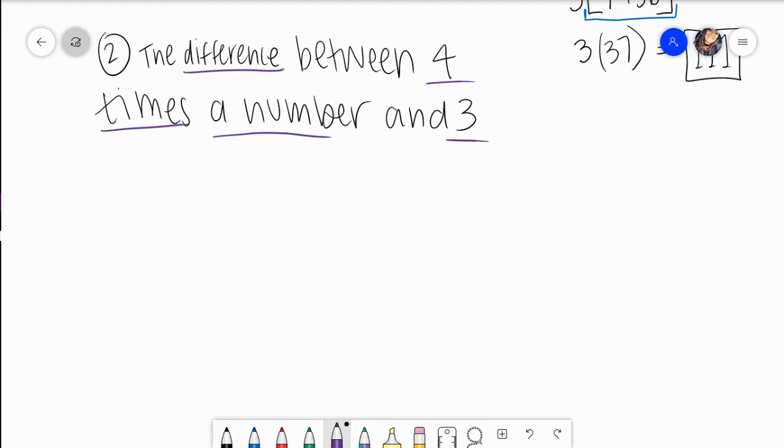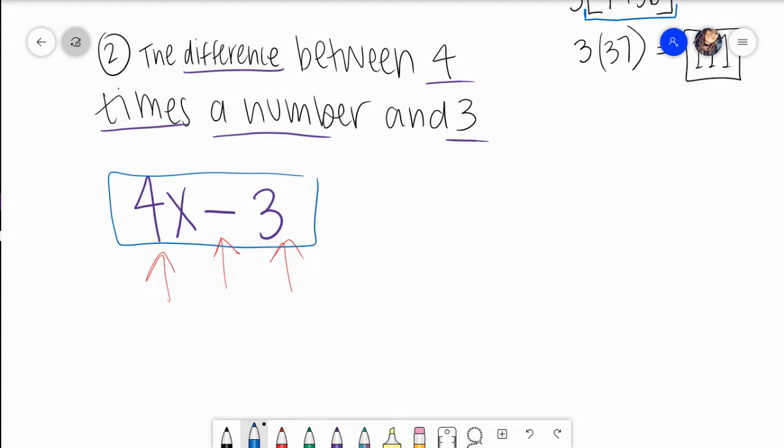So 4 times a number would be what? It would be 4x. Now the sentence tells me to do the difference between my 4 times a number and 3. So this is saying the difference that's between, so in the middle of 4 times a number and 3. So that would be your final answer right here, y'all. 4x minus 3.